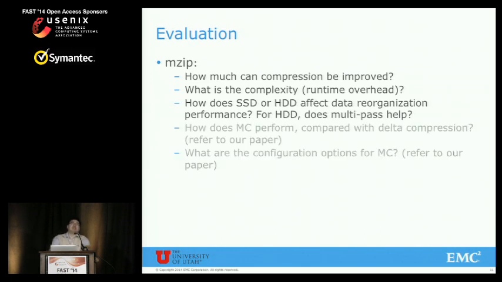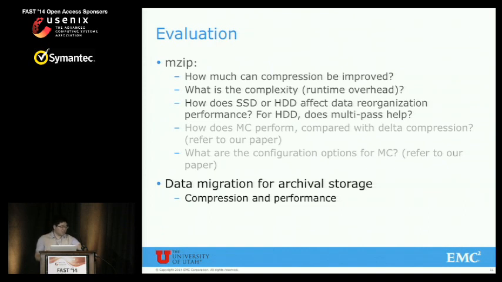And in the paper, we did a few more evaluations, such as comparing migratory compression with data compression. We also explored the configuration options to do migratory compression. Please refer to our paper for more details. And at last, I will present the result for data migration for archive tier.